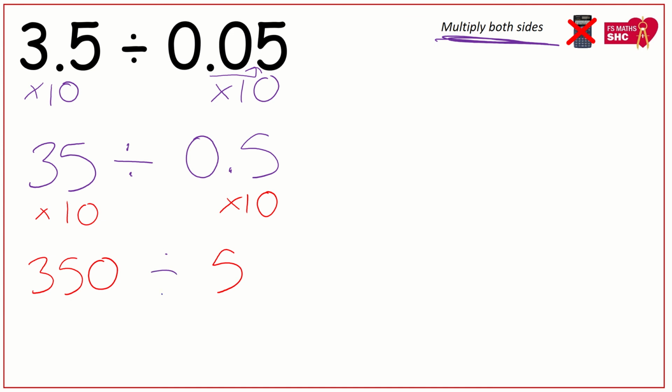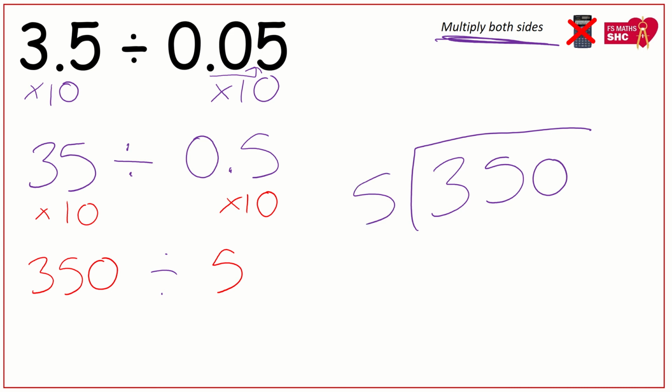Let's go back to purple. So let's do that division. Here we go. How many times does 5 go into 3? It doesn't. How many times does it go into 35? Well, the answer is 7.